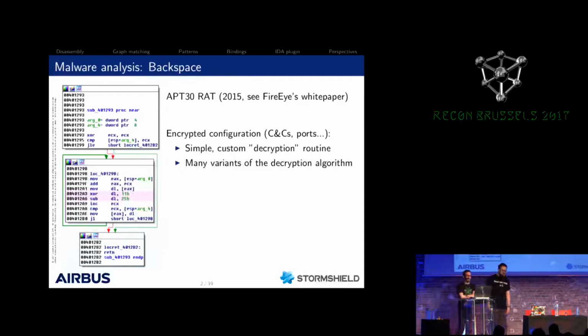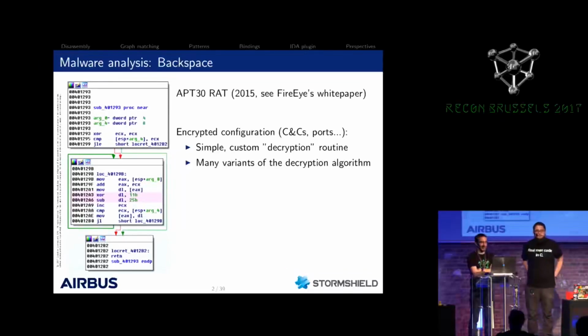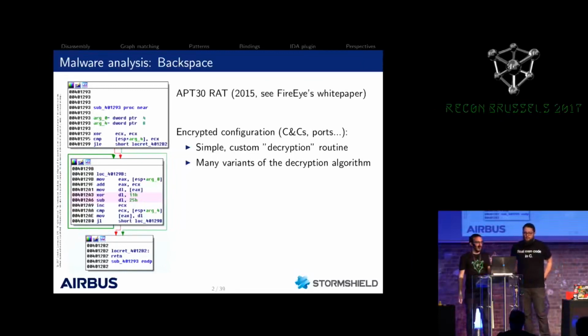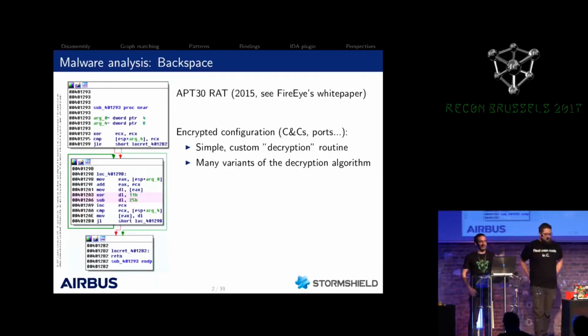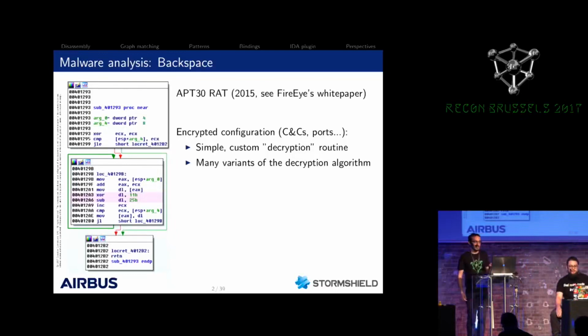Through our presentation, we will talk about a malware sample, which is Backspace. Actually, that's more like a malware family. It was first seen in 2015, and it's a RAT. What we find in Backspace is small decryption functions that will decrypt encrypted configuration variables, such as CNCs, ports, or registry entries.